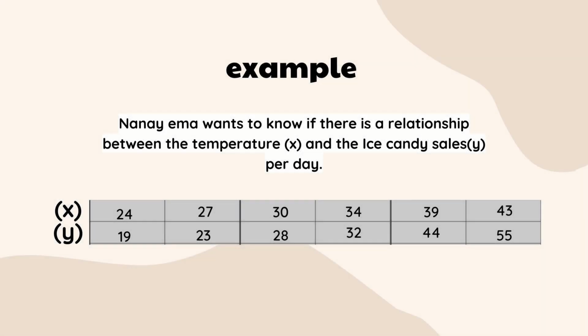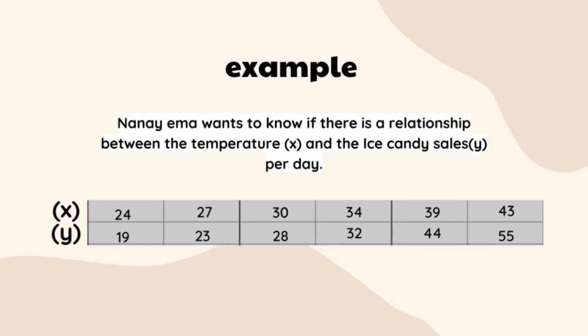Let's try to answer the example. Nanay Emma wants to know if there is a relationship between the temperature X and the ice candy sales Y per day. Ang given ng independent variable ay 24, 27, 30, 34, 39, and 43. Ang given naman ng dependent variable ay 19, 23, 28, 32, 44, and 55.